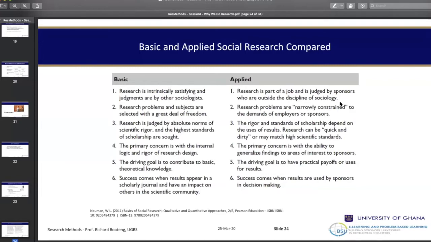Somebody is asking, please, in writing the research, is it important to consider the current year? Yes, it's important to consider the current year. I'll talk about that as we go on, when we are selecting a topic. Okay.